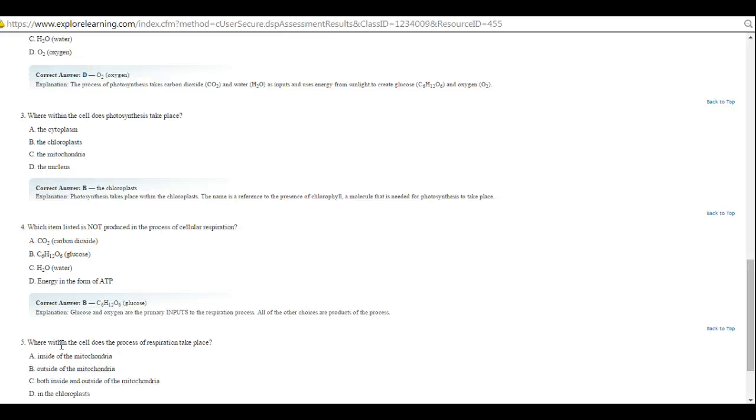But as I had mentioned before, there were 5 people who would have had a 5 out of 5 if they had gotten this one correct. And what they all chose was A, inside of the mitochondria. Very, very understandable, because it does indeed take place inside the mitochondria. Nobody said just the outside, but many said the inside, when the real answer is both inside and outside of the mitochondria. Cellular respiration takes place in both places.